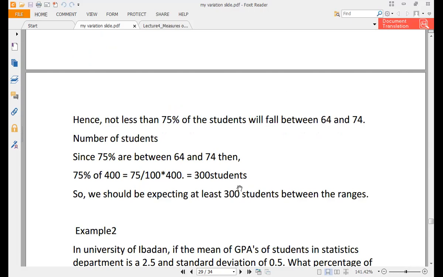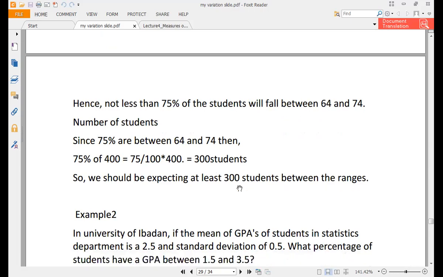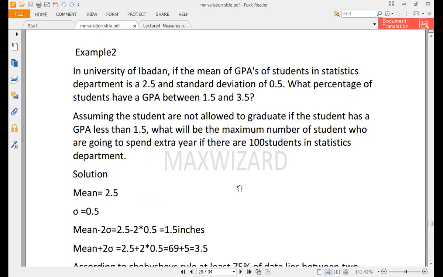So question easily done. Let's take a look at another example. In the University of Ibadan, the mean of GPAs of students in the statistics department is 2.5 and the standard deviation is 0.5. The question asks what will be the percentage of students who have a GPA between 1.5 and 3.5.